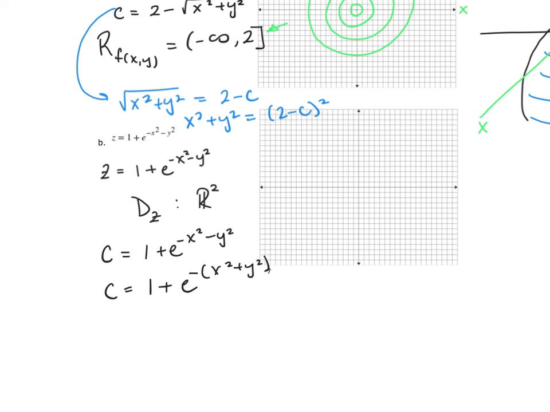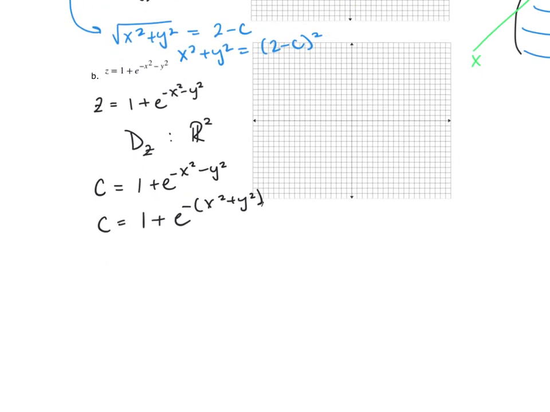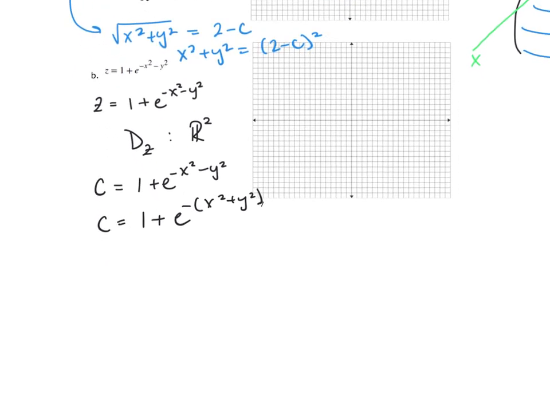X squared and y squared are both positive numbers. So the smallest exponent I'm going to get, if I put in any value for x, any value for y, is when x and y are both 0. So c would be 1 plus e raised to the 0, so that gives me c is equal to 2. So that is the largest value I'm going to get. It's the largest value. Now I want to know what my smallest value would be.